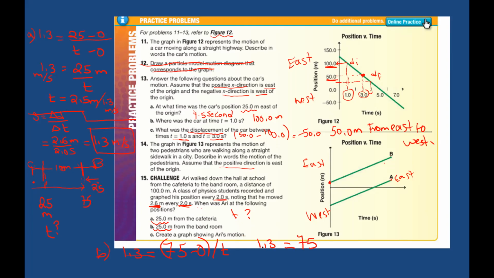Now I'm going to have to put here meters per second, here meters, and here t. To rearrange this, I have to cross multiply. It's like t times 1.3 equals 75. To get my time, I will need to divide both sides by 1.3.